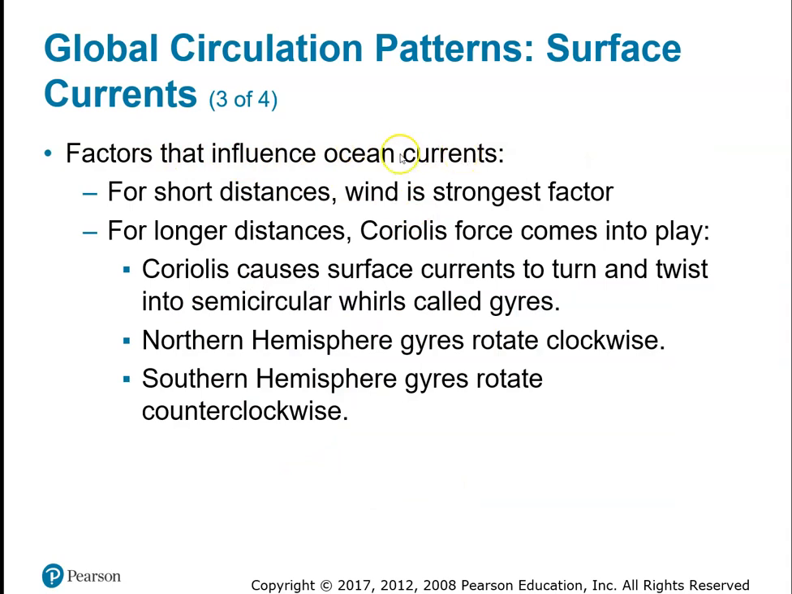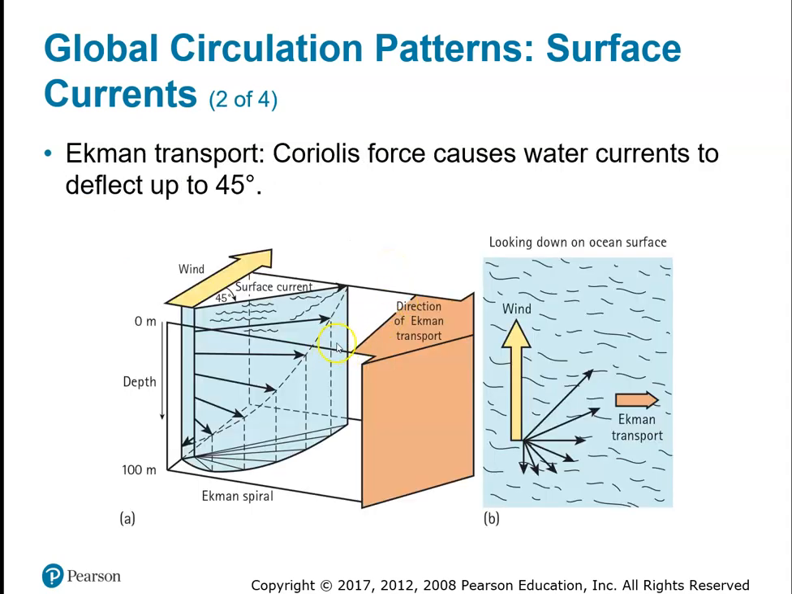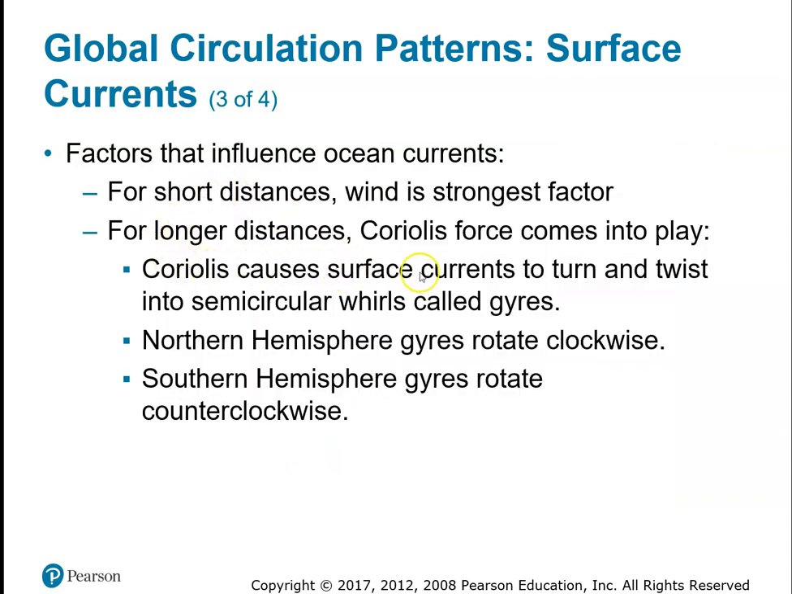All right, so factors that influence the ocean currents: for short distances, it's the wind. For long distances, it's the Coriolis force that comes into play, and you get the Ekman transport. All right, the Coriolis effect at the surface causes the water to twist and turn in semicircles called gyres. In the northern hemisphere, the gyre is rotating clockwise. I know it's a lot to remember. It all comes from the Coriolis effect.